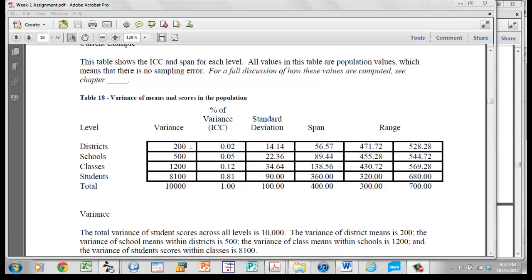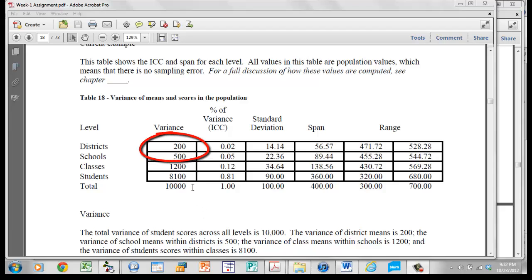Similarly, if we go to a particular district, and then within that district we choose a school, and then we look at the variance of the class means within that school, the variance of those class means is going to be 1,200. And by the same token, if we choose a district, and then within that district we look at the school means, the variance of those school means is going to be 500. And finally, if we go to the state, which is our entire population, and we look at the variance of the district means within that state, that variance is 200.